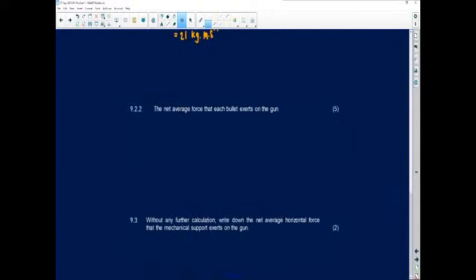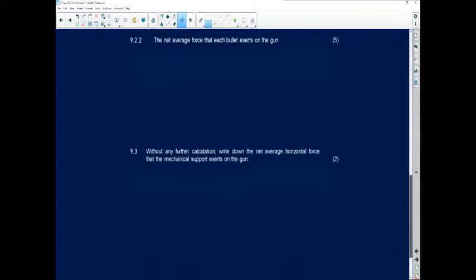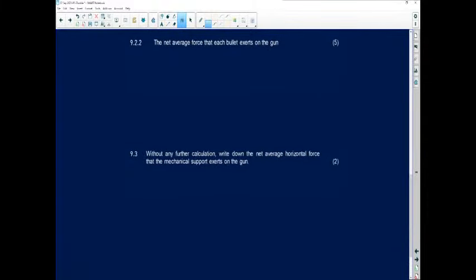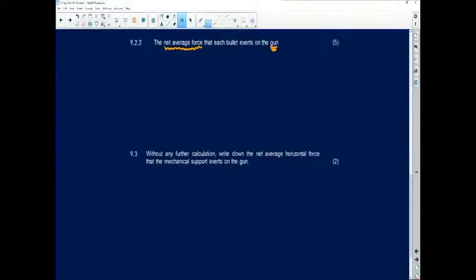And then let's look at 9.2. With 9.2, they're asking me to calculate the net average force that each bullet exerts on the gun. So now we know that the bullet is going to have a change in momentum, because initially the velocity was 0, then they get fired out, and that's the momentum we just calculated. We do know that the bullets are going to leave the gun at a certain interval of time. We now need to find the force that is actually exerted. And I can see that is for 5 marks.